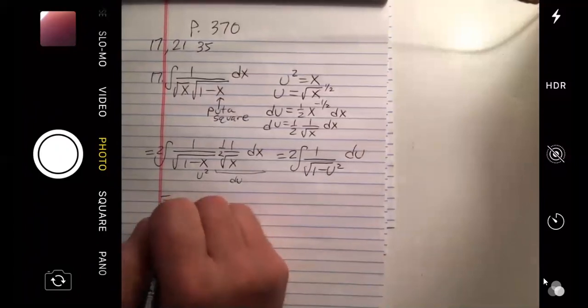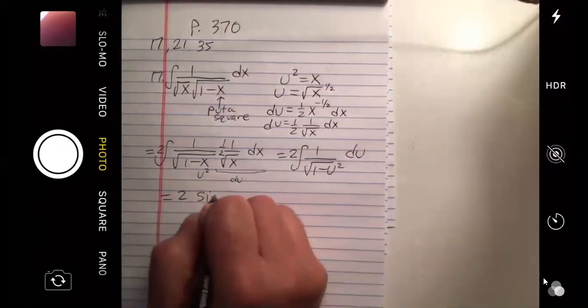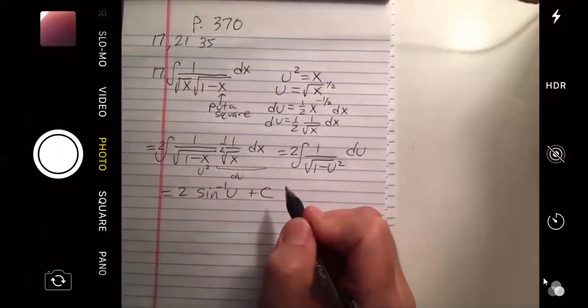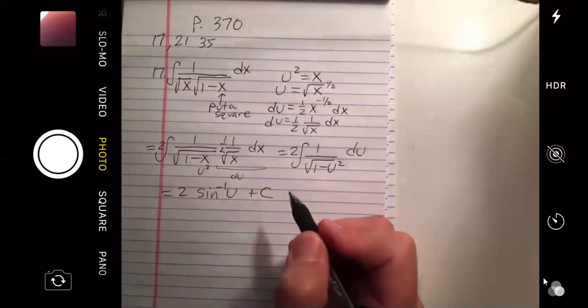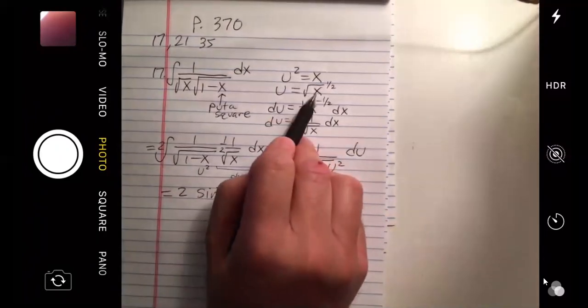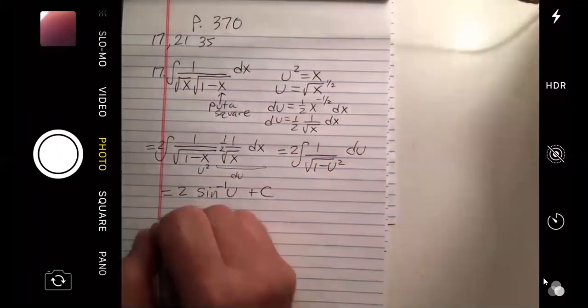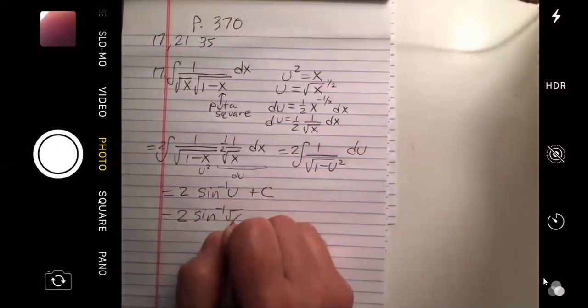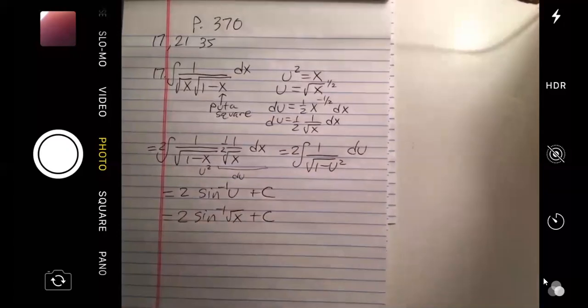Well, that is your straight arc sine in u. So this is twice arc sine u plus c. And your u, from right here, the middle line, was the square root of x. Twice arc sine square root of x plus c.